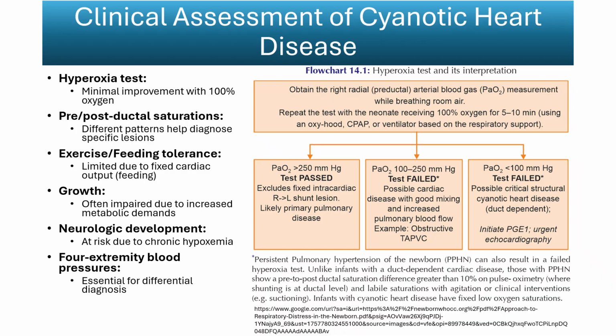Four-extremity blood pressures should always be obtained. Differences may point to obstructive lesions, such as coarctation, or highlight systemic malperfusion that contributes to cyanotic presentation. When combined, these assessments provide a rapid framework for narrowing the differential and prioritizing urgent interventions.